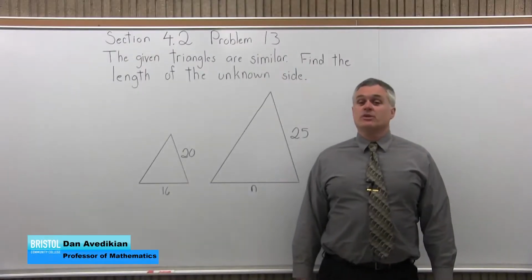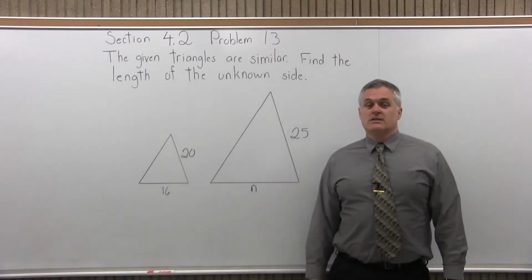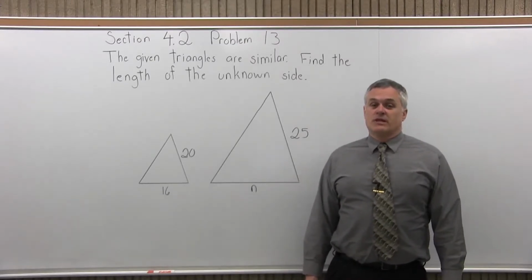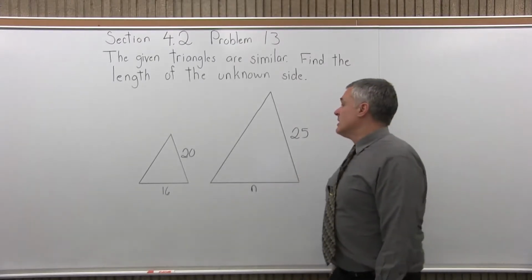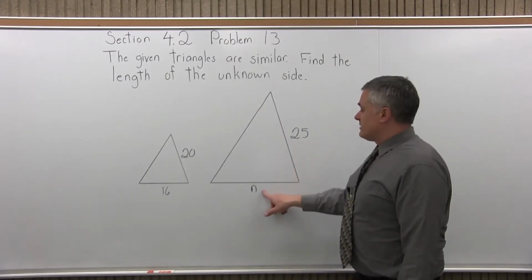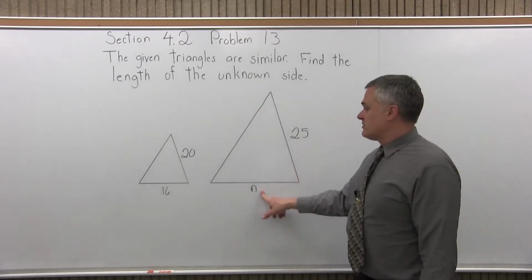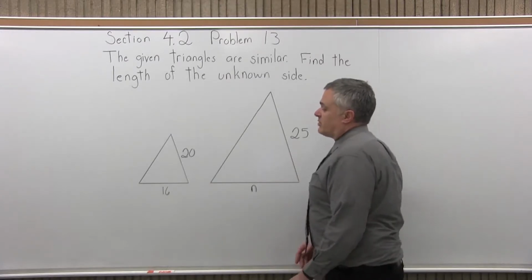This is Section 4.2, Problem 13. It says the given triangles are similar. Find the length of the unknown side. So we have two triangles. The unknown side is the bottom of the larger triangle. So what you do is you set up a proportion.